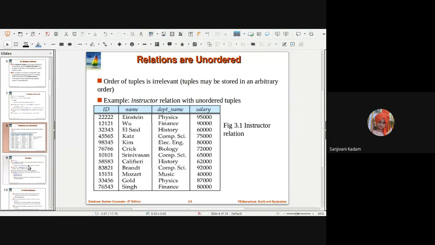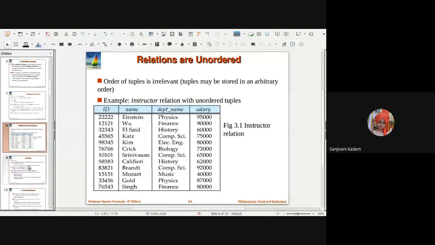Whenever we retrieve the information about the instructors who have salary greater than 65,000, the statement we give is in a higher level language, and we write an equivalent query for that statement. Here my requirement is that salary should be greater than 65,000. I do not want to list all the instructors, only those instructors who have salary greater than 65,000.